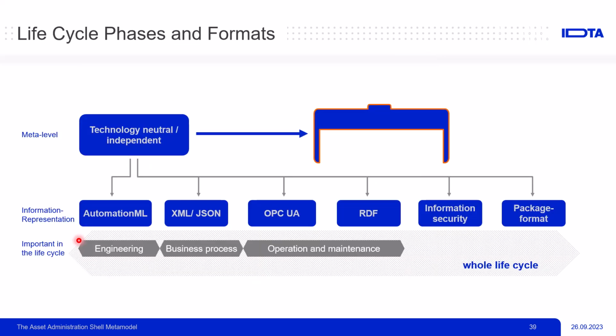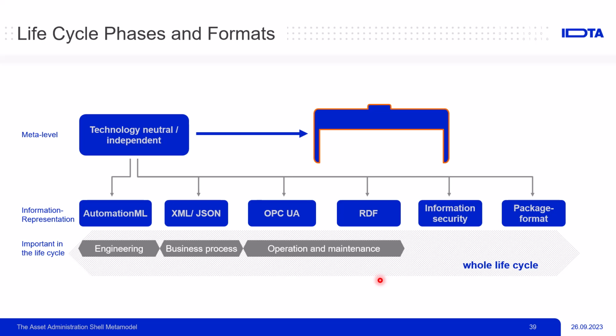I already mentioned that there are different formats. XMI I already talked about. We have a life cycle. Every product has a life cycle, and for different life cycle phases you may need different formats, and that's why the asset administration shell provides different formats. You may use AutomationML, XML, or JSON, especially also for the APIs, OPC UA, RDF, and so on.